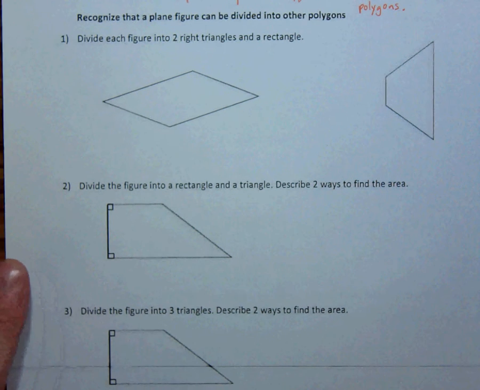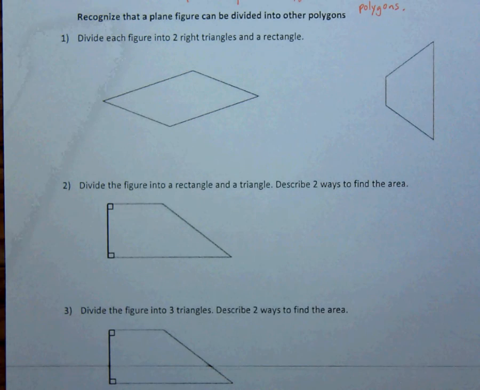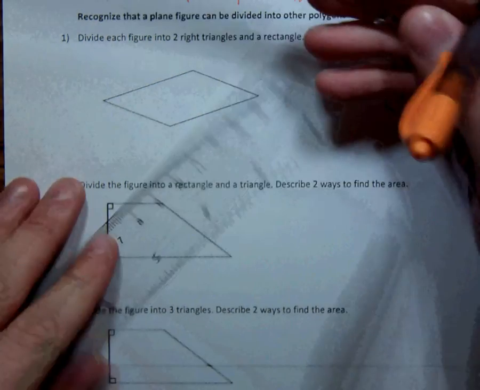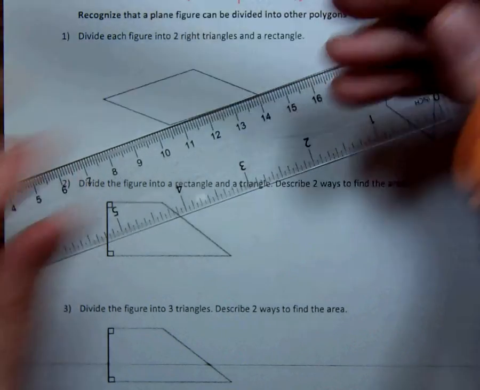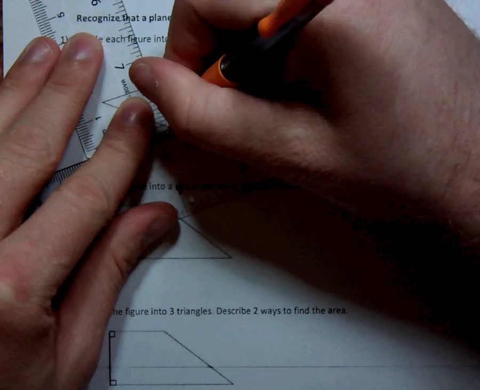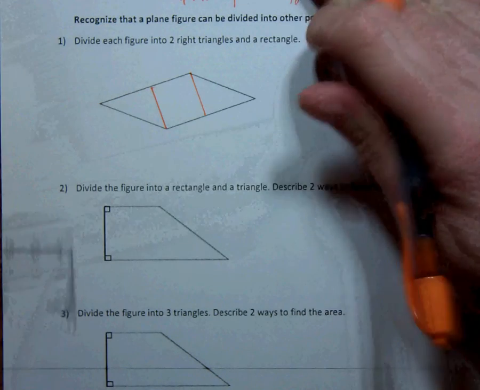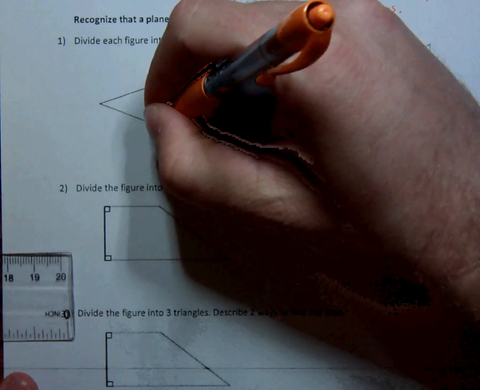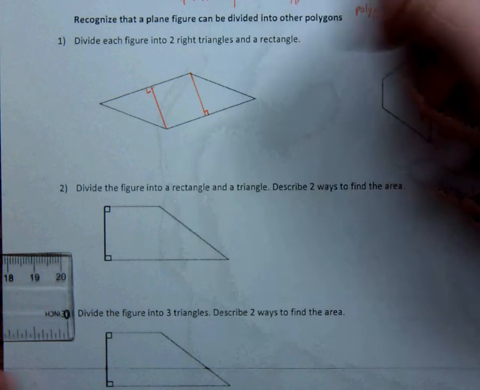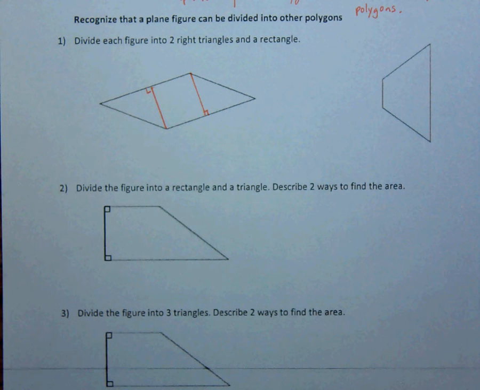So number one, divide each figure into two right triangles and a rectangle. The way we do this is I get my handy dandy double rulers out, and I'm going to draw two lines. One of them, I put that on the base, one of them coming from one corner up and the other one coming down from the other corner. And what you notice is I have two right triangles and a rectangle in between. And why that's important is because we can switch up the way we find the area of these shapes. Depending on what information is given, this becomes very helpful.